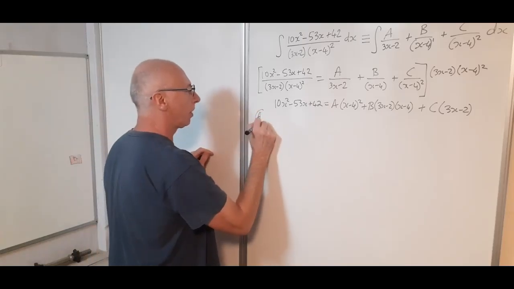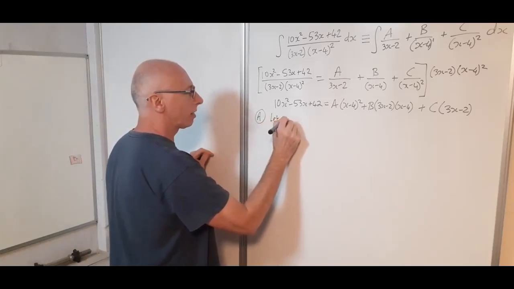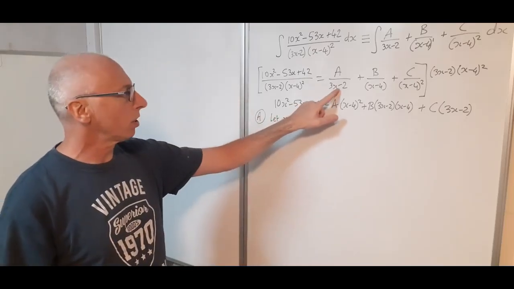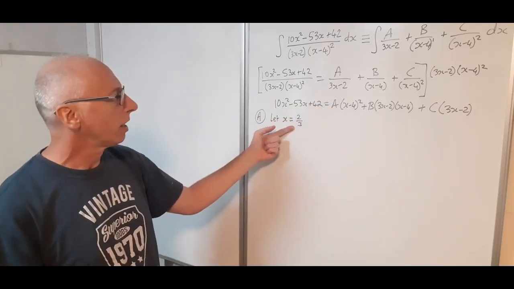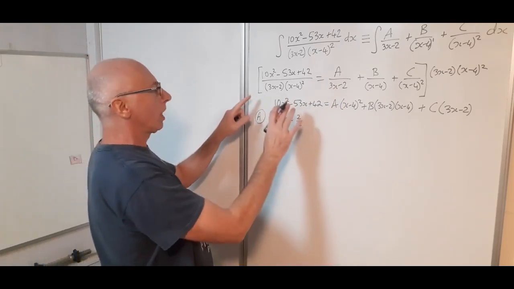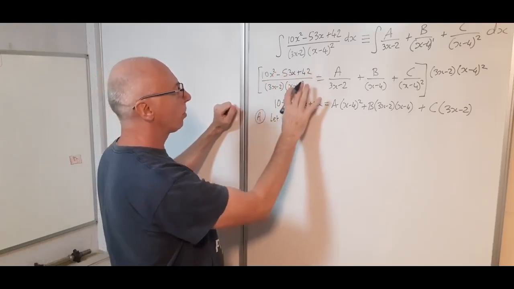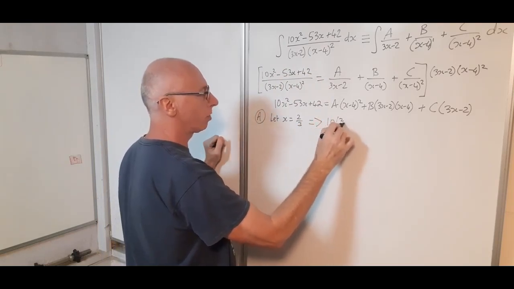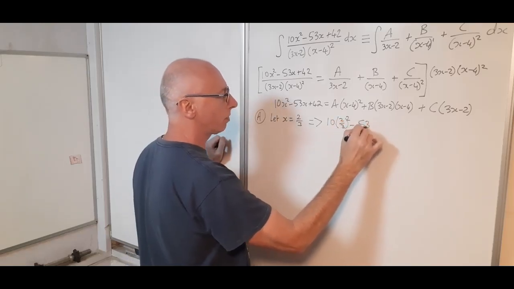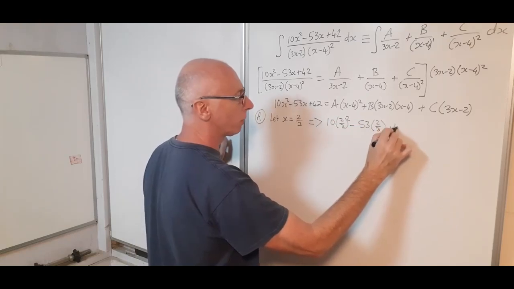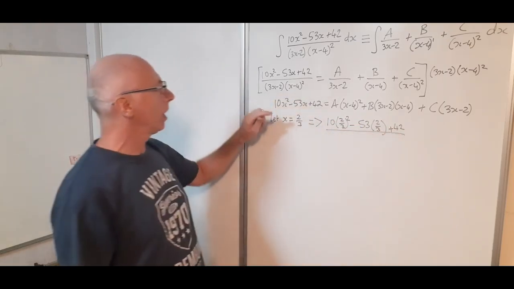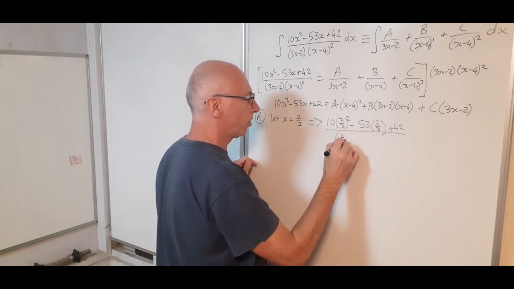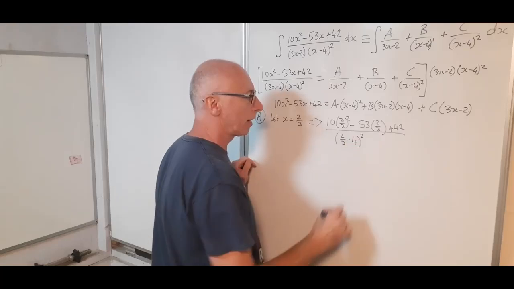So using the cover-up method for A, let x equal 2 over 3. So 3 times 2 is 6, over 3 is 2, then minus 2 is 0. So let x equal that. Now I'm just going to get this one to disappear and plug in 2/3 into all of this. So then I have 10 times 2/3 squared minus 53 times 2/3 plus 42. And then in my denominator, that will cover up. Then I can plug in x equals 2/3 into that, so I've got 2/3 minus 4 squared.